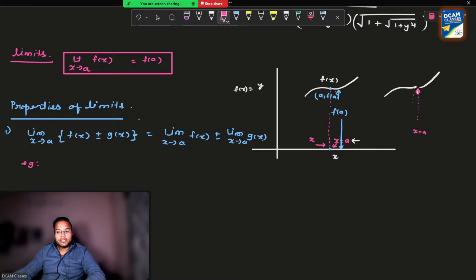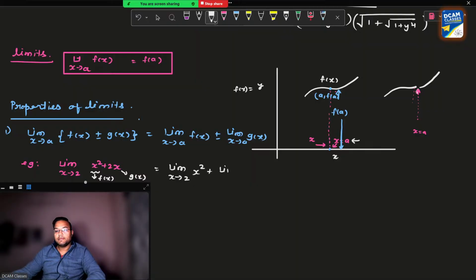Now an example showing this: suppose I have given you limit x tending to 2 of x square plus 2x is asked. There you can consider them as two different functions. This is one function f of x, this is other function g of x, 2x. So you can just put limit on each: limit x tending to 2 of x square plus limit x tending to 2 of 2x.